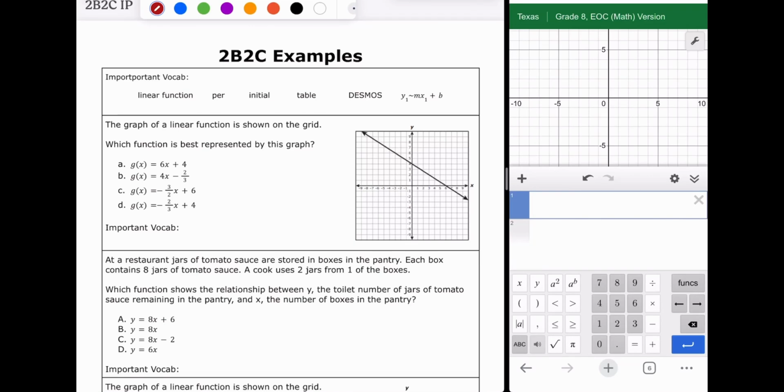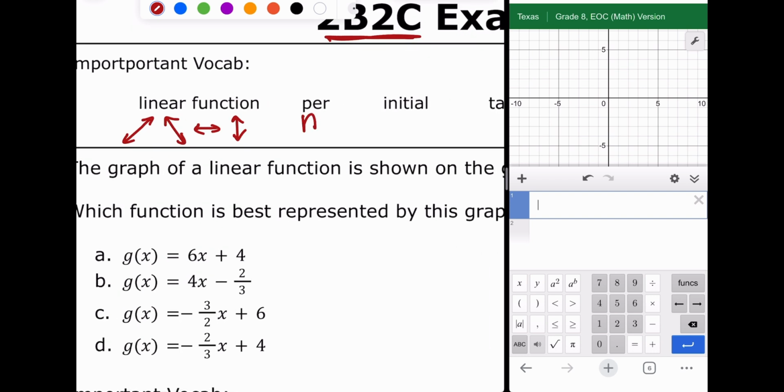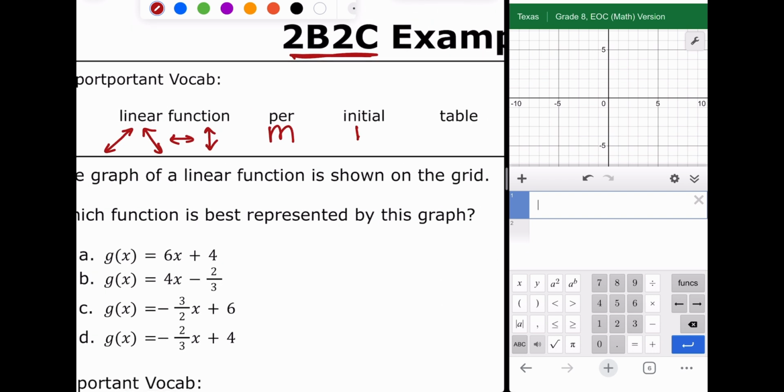All right, today we're going to be doing 2B, 2C, which is writing linear equations. So you have linear equations, which are straight lines, up, down, left, and right. Per is going to mean your M. Initial is going to mean your B. And remember, M is slope.